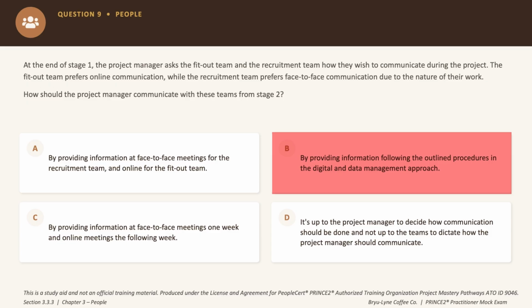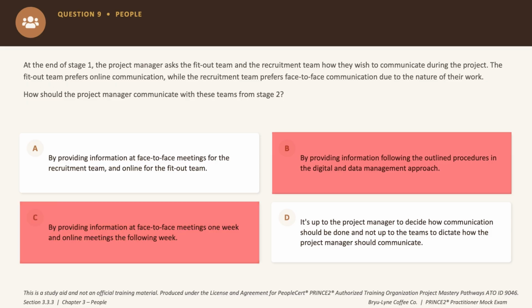Option C says alternate face-to-face one week and online the next. Now that sounds fair on paper, but it really ignores what each team actually prefers and needs, okay? So incorrect as well. Option D says it's up to the project manager to decide, not the teams. Now that is of course against servant leadership, too rigid, and PRINCE2 expects the project manager to adapt communication to how teams actually work best. So an incorrect answer choice.